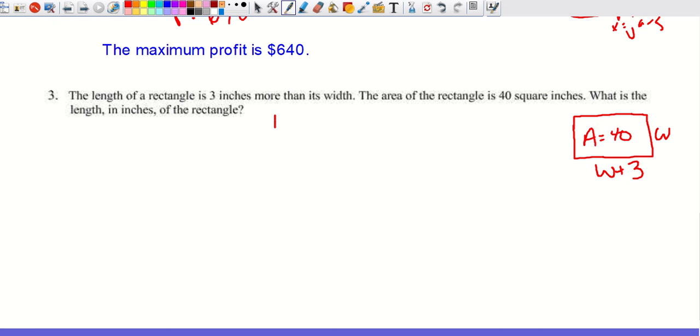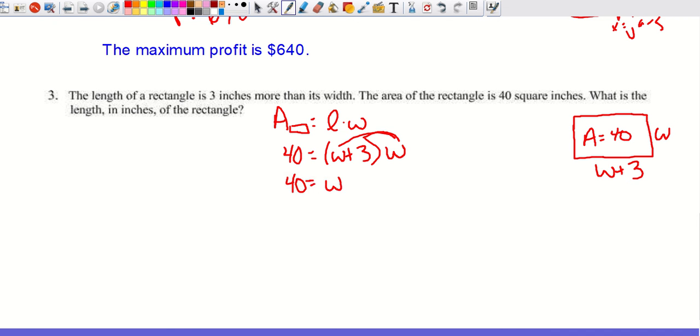Okay, so remember the area of any rectangle is length times width. So we can plug 40 in for the area. The length is w plus 3, and the width is w. So what we're going to do is solve for w. So the first step is going to be to write a proper equation. The second step is going to be, because there's a parentheses here, to distribute, right? So we get 40 equals w squared plus 3w.